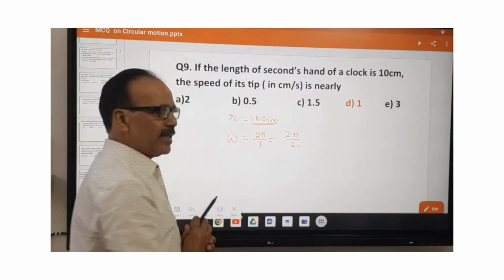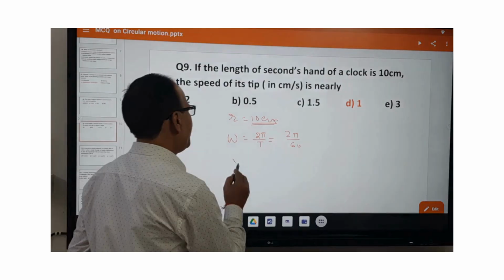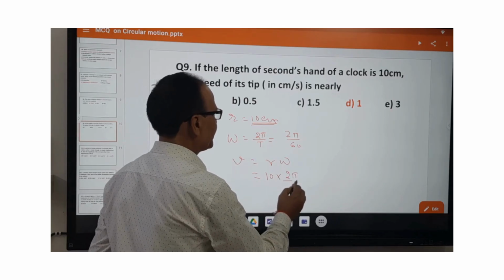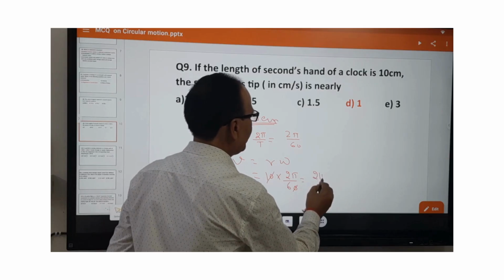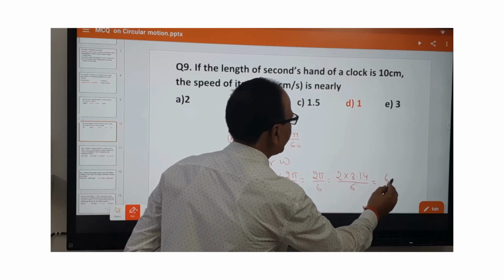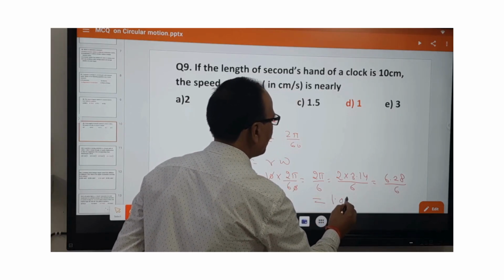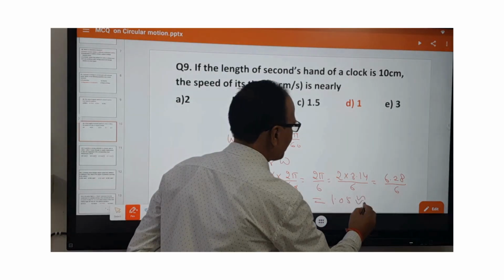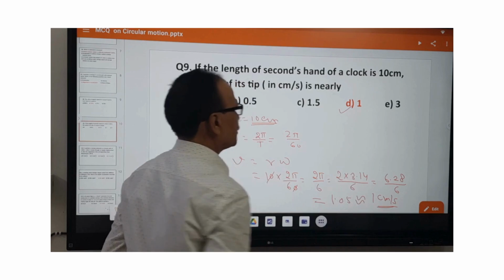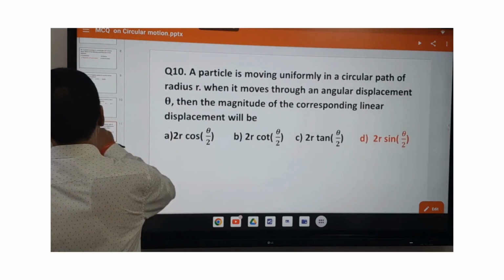And we also know the relation between linear speed and angular speed: v is equal to r omega. R is given, 10, into omega, 2 pi upon 60. So this is 2 pi upon 6, 2 into 3.14 upon 6. This is 6.28 upon 6. So this is coming out nearly 1.05 approximately. So it is approximately equal to 1 centimeter per second. So our D option is correct.